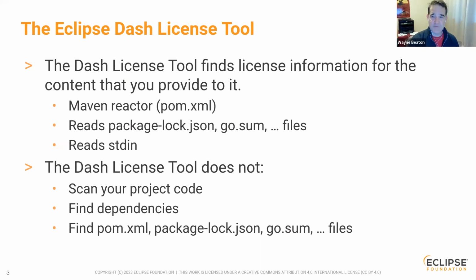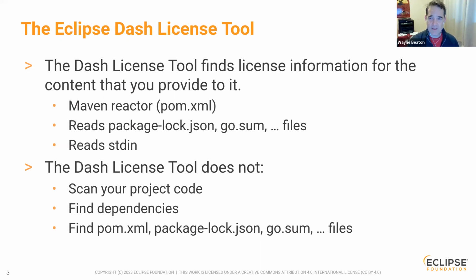So again, with Maven, we have a little bit of an advantage in that we can leverage the Maven reactor to figure out all of the dependencies, and then the Dash license tool knows how to take that as input. But again, it doesn't know how to find a POM file. The Maven reactor knows how the POM files are all linked together, and does all that work. So we depend on, in that example, Maven understanding how to find the list of dependencies. It also knows how to read package lock files and yarn lock files and GoSum files and all sorts of other file types, and we extend that periodically as examples present themselves.